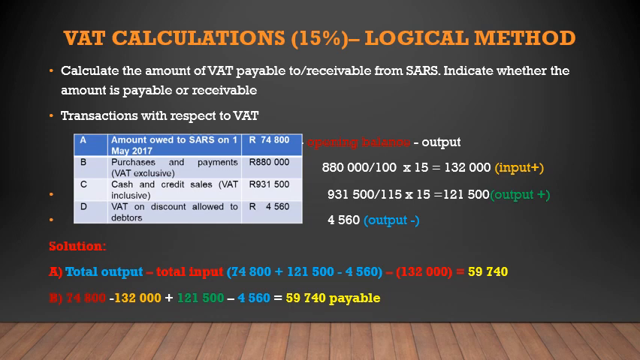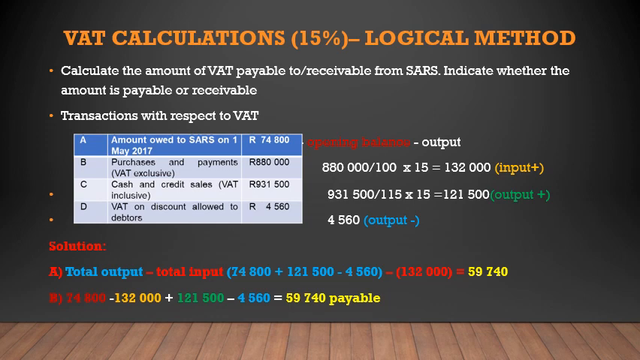Then the last one, VAT on discount allowed to debtors, 4,560. We are already given, amount given is already VAT. We are to calculate VAT. So we could say 4,560 divided by 15 times 15. It remains 4,560. So we use VAT to do our calculation of payable or receivable. This is output decreasing.